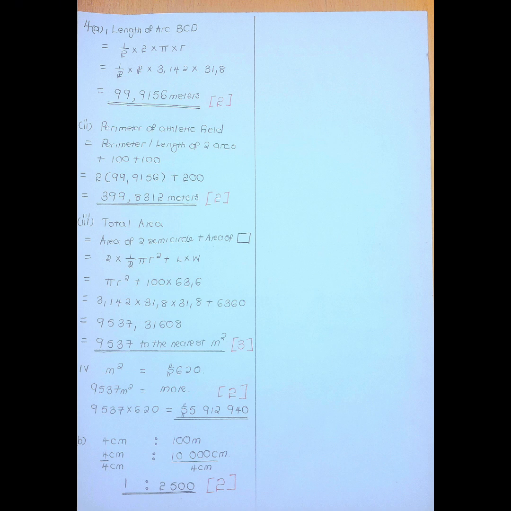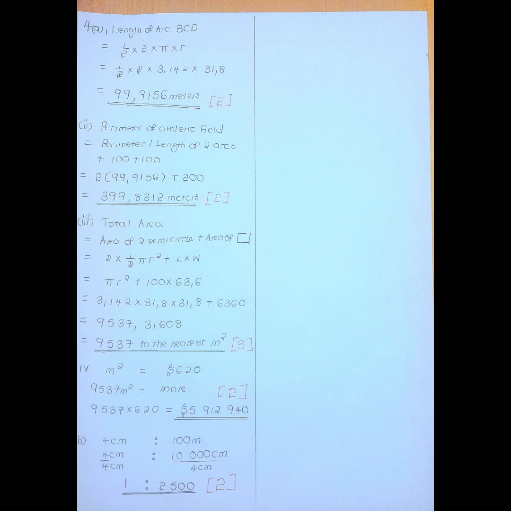And then part 2, the perimeter of the athletics field. It is the distance around the athletics field, right? We are going to say the length of 2 arcs, plus 100 at the top plus 100 at the bottom in order to get 399.8312 meters.